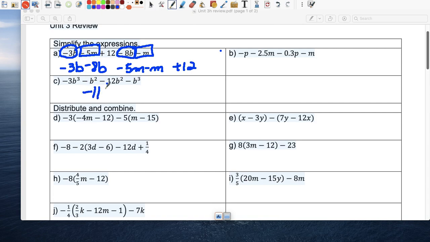So that becomes negative 11b, negative 5m minus m. Remember, there's a 1 there, so that becomes negative 6m plus 12.